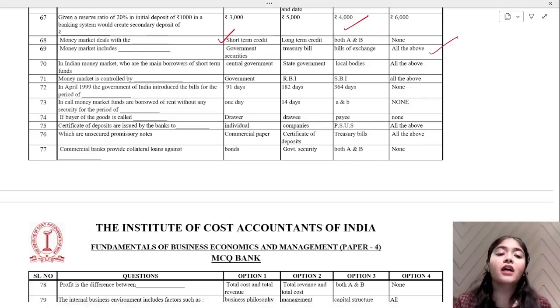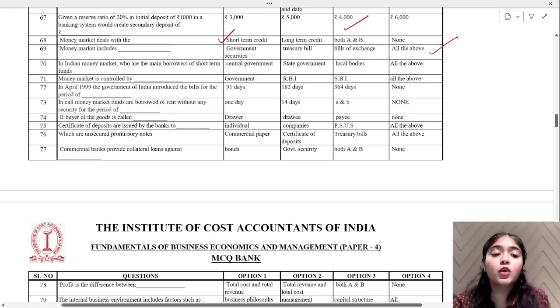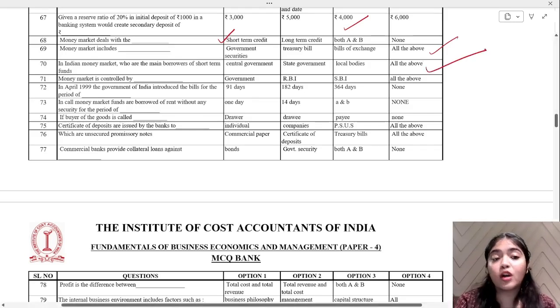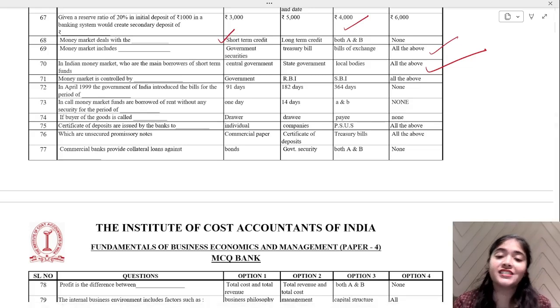In India, in Indian money market, who are the main borrowers of short term funds? Central government, state government, local bodies. Yes, everyone is a main borrower of short term funds. Money market is controlled by government, RBI, SBI, or all of the above. You guessed it right. RBI is the correct answer.